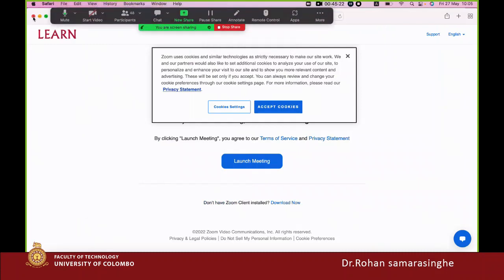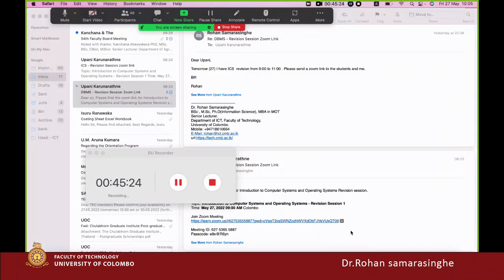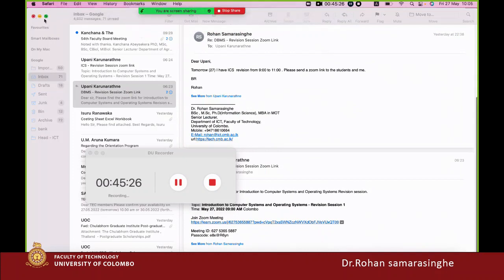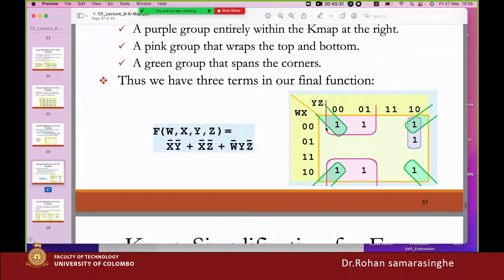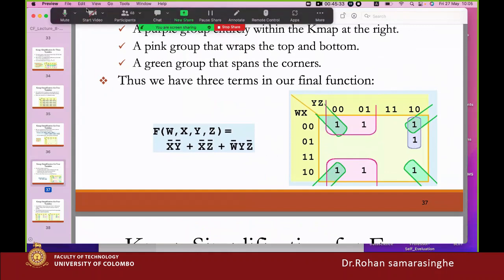Then so start. Then we can group. We can group like this.